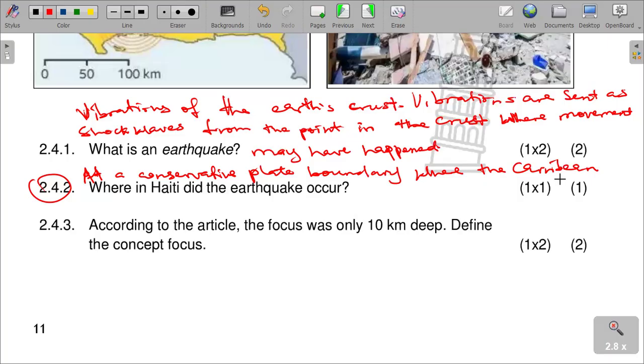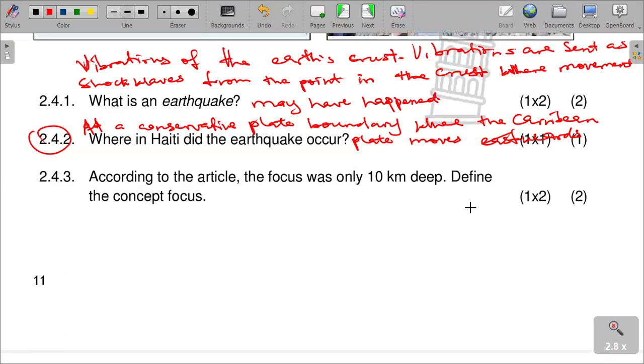Where the Caribbean plate moves eastwards. The Caribbean plate moves eastwards. According to the article, the focus was only 10 kilometers deep. Define the concept focus.